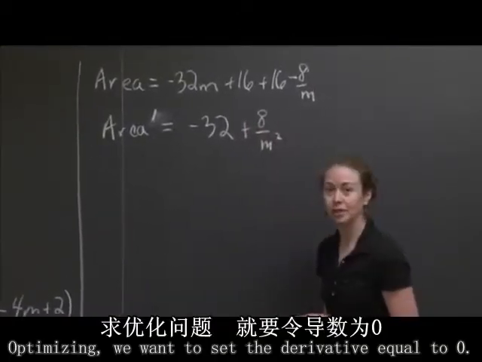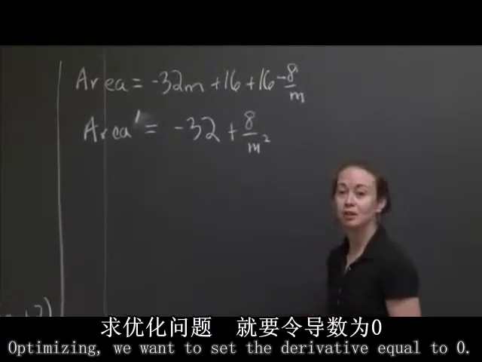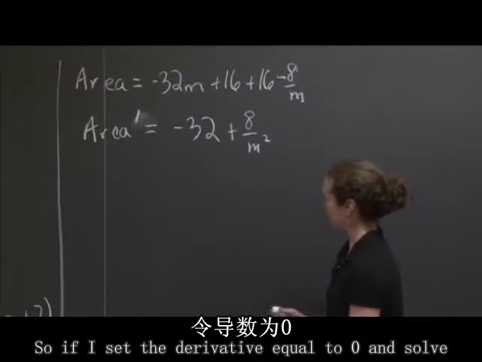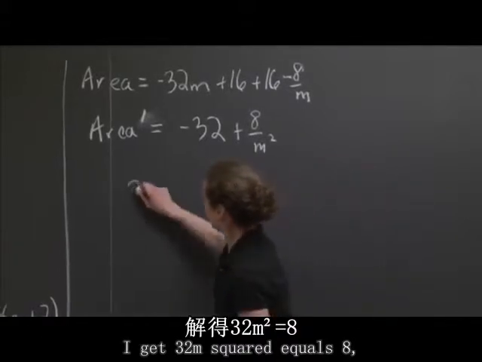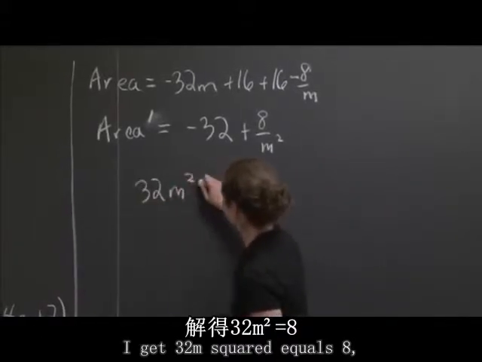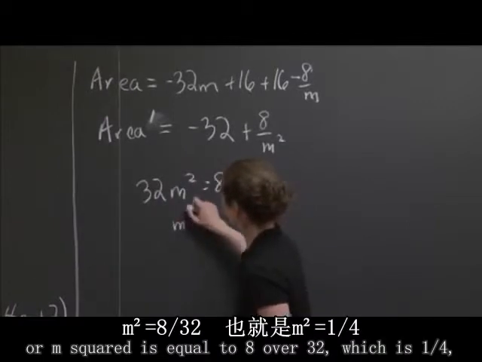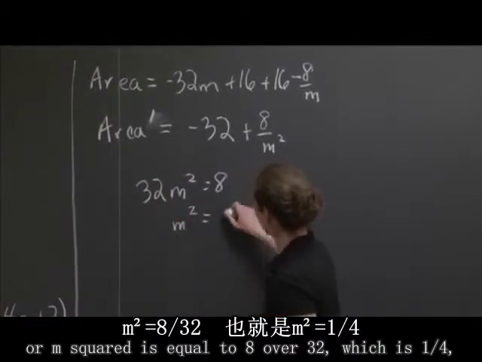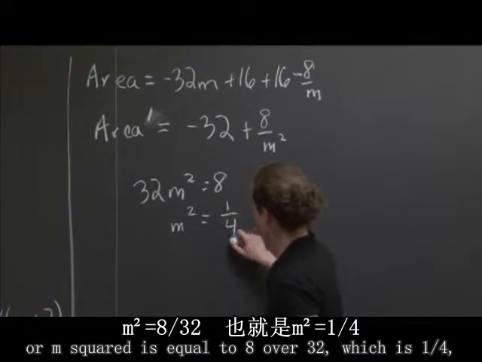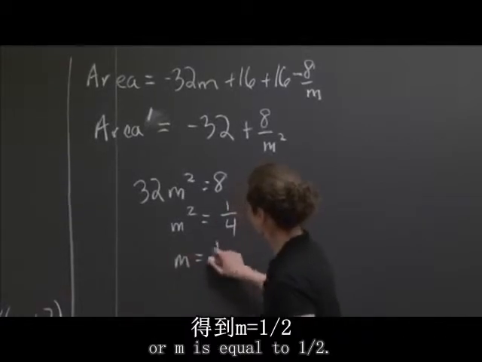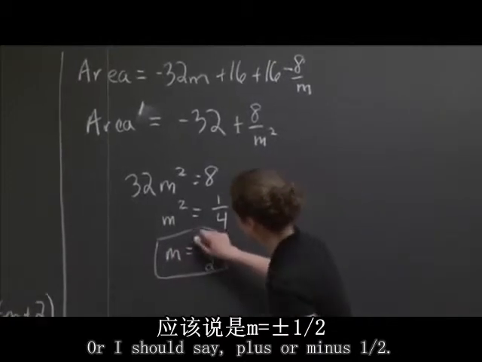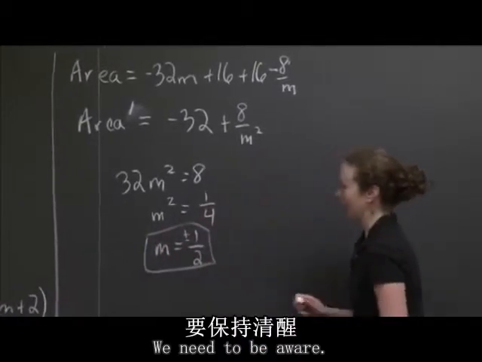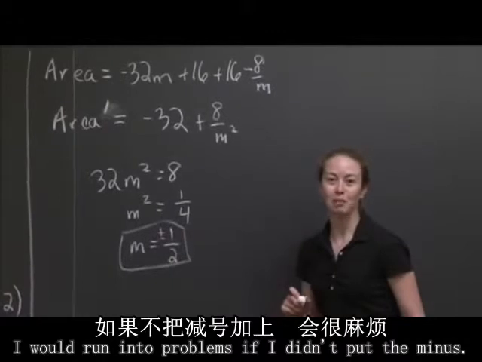Right? Optimizing, we want to set the derivative equal to 0. So if I set the derivative equal to 0 and solve, I get 32 m squared equals 8, or m squared is equal to 8 over 32, which is 1/4, or m is equal to 1/2. Or I should say plus or minus 1/2. We need to be aware, I would run into problems if I didn't put the minus.